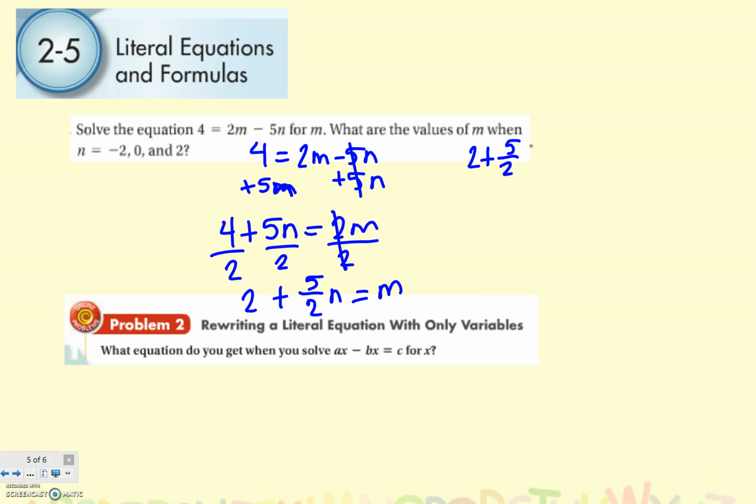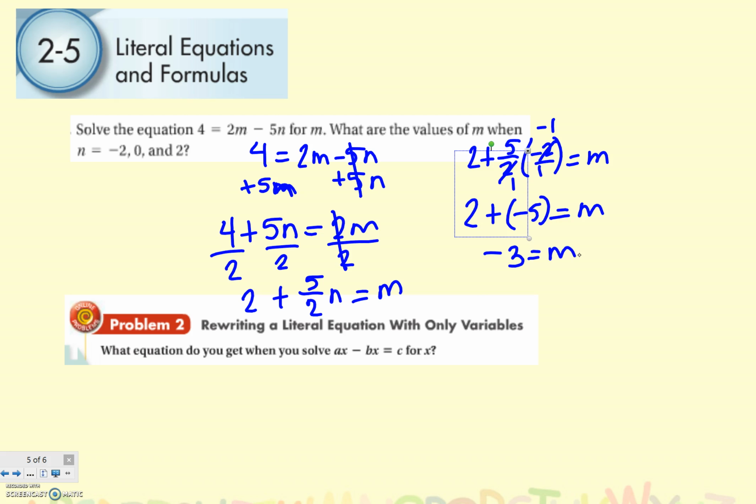So I'm going to do the first one. Here I can reduce because they're both fractions. So that leaves me with a negative 1 and a 1. 5 times negative 1 is negative 5. 1 times 1 is 1, so I don't need the fraction anymore. And 2 plus negative 5 is negative 3. So it's a two-part problem. First we solve for m, and then we plug in the numbers. I only plugged in the first one. If you were doing this on an assignment, you would plug in all three. Okay, look at the next one.